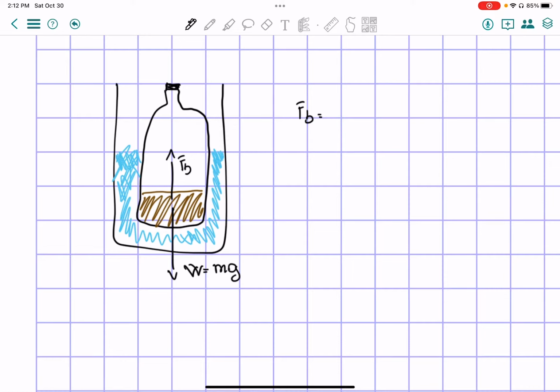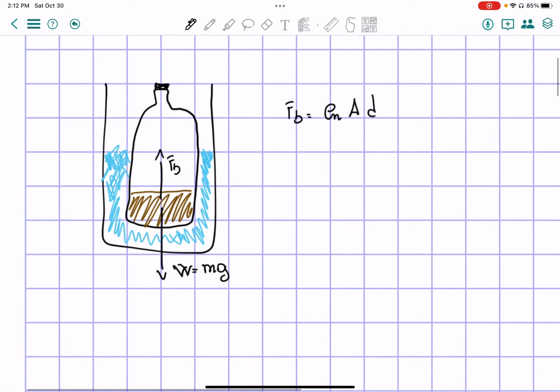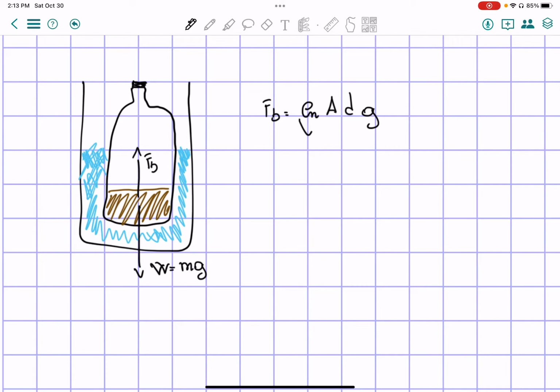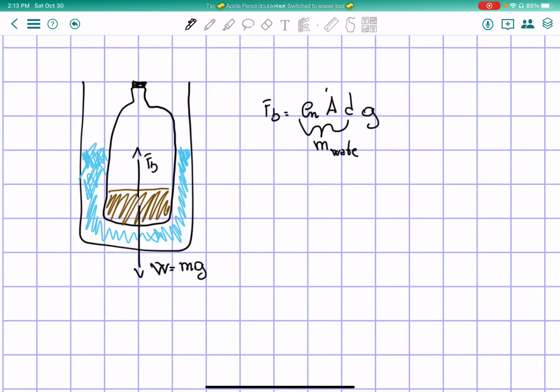Actually, let me write it better first of all. We have the amount of water moved, that I'm going to use this sign for, times the area times the depth at which it is moved, so the volume, times the acceleration, because we know it's a force. So this one is pretty much equal to m of water that has been moved, because this one is equal to volume.